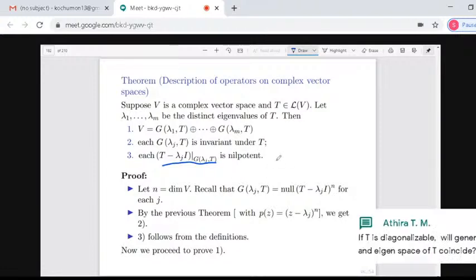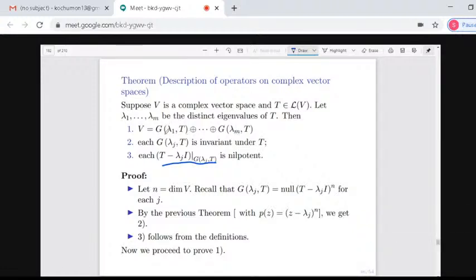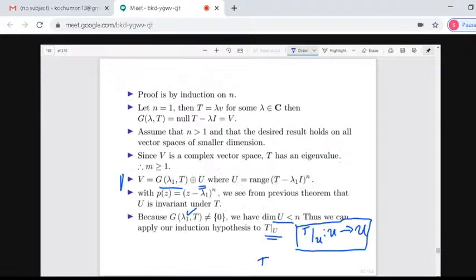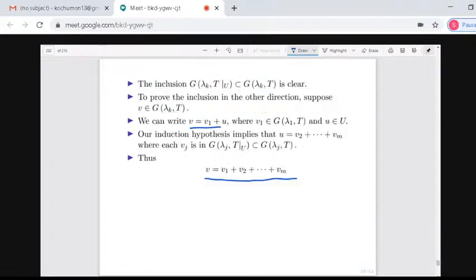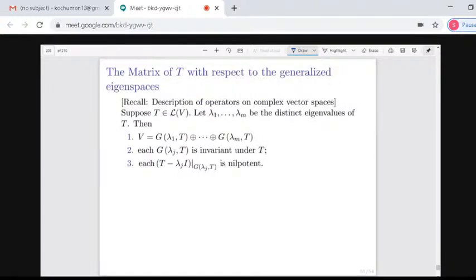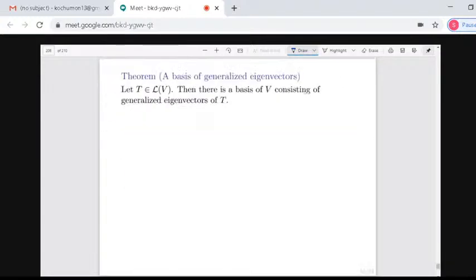Now you see that there exists a basis. You can find a basis for G lambda 1 T, G lambda 2 T, etc. You find a basis for each of them and then put these bases together. We get a basis for V itself, and that is called the basis of generalized eigenvectors. So V has a basis of generalized eigenvectors. That is our next theorem. Let T be an element of L(V), then there is a basis of V consisting of generalized eigenvectors.